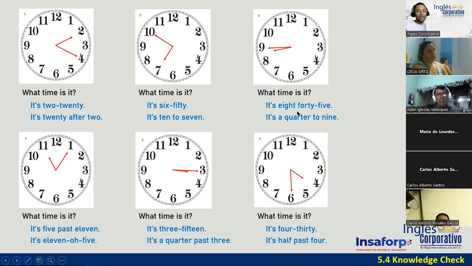What time is it? It's 8:45 or it's 9:15. What time is it? It's 11:05. También se puede decir 11:05. What time is it? It's 3:15. And the last one, what time is it? It's 4:30. Diferentes maneras ahí, ¿verdad? De leer el reloj y decir la hora.